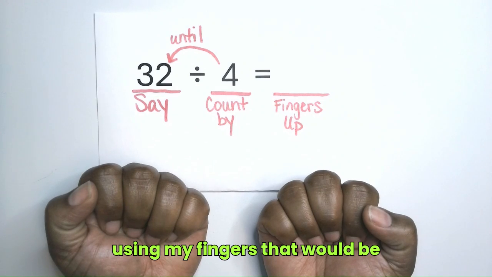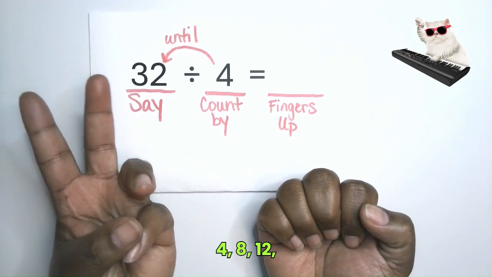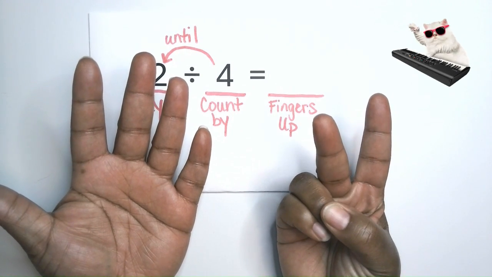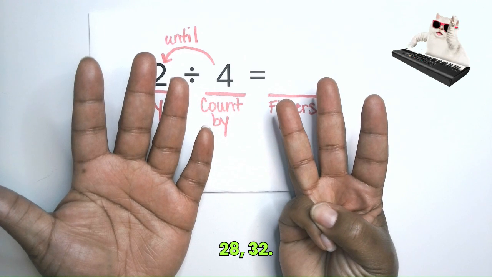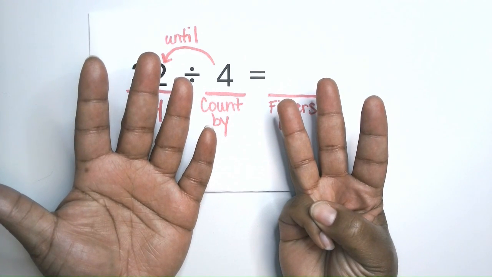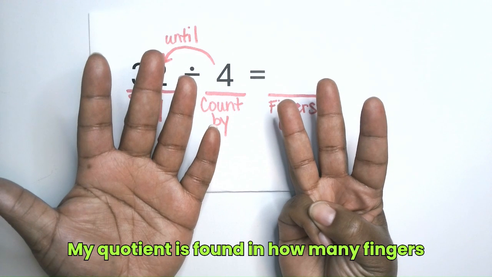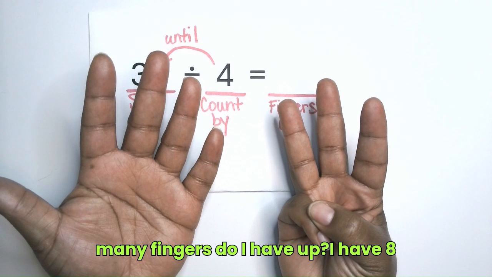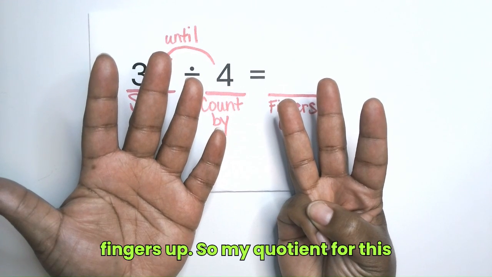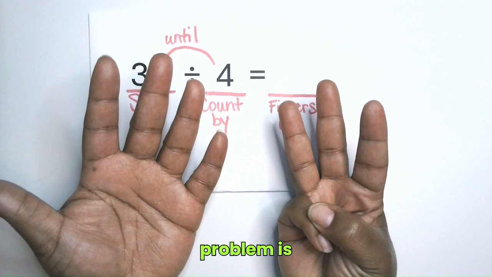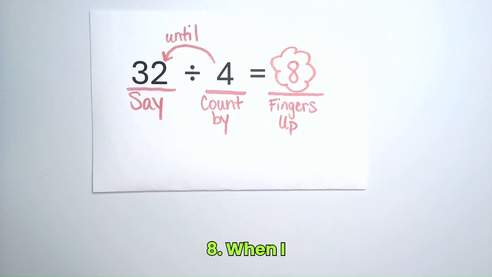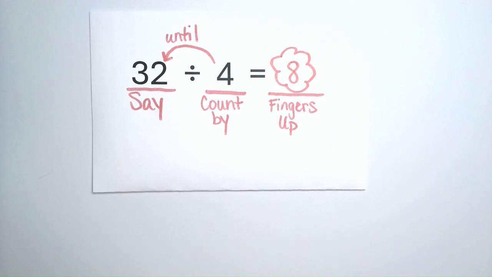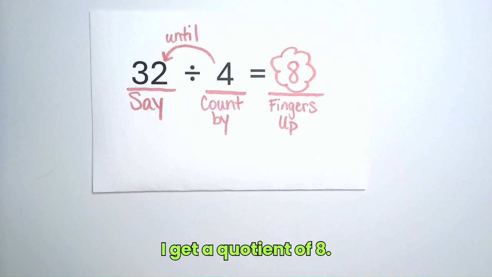Using my fingers, that would be 4, 8, 12, 16, 20, 24, 28, 32. My quotient is found in how many fingers I have up. How many fingers do I have up? I have 8 fingers up. So my quotient for this problem is 8. When I count by fours until I say 32, I get a quotient of 8.